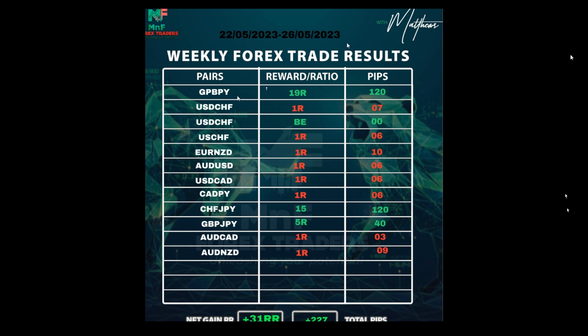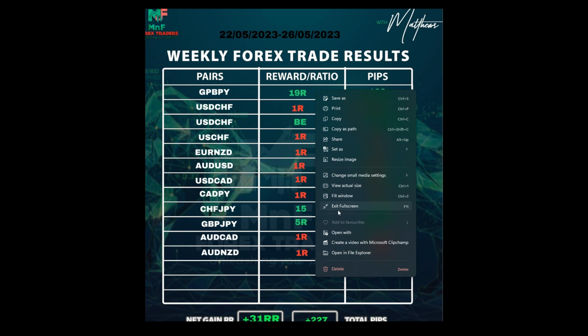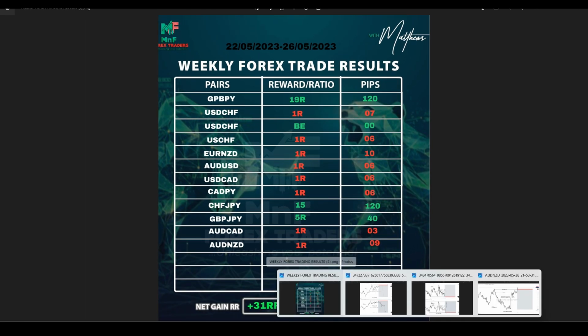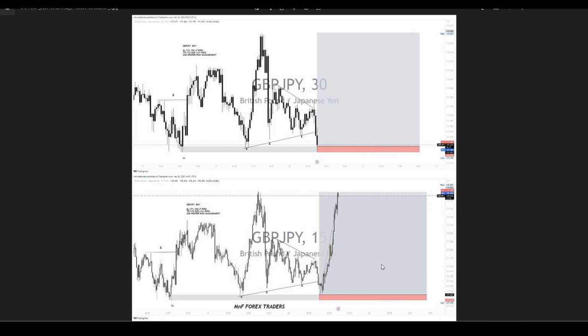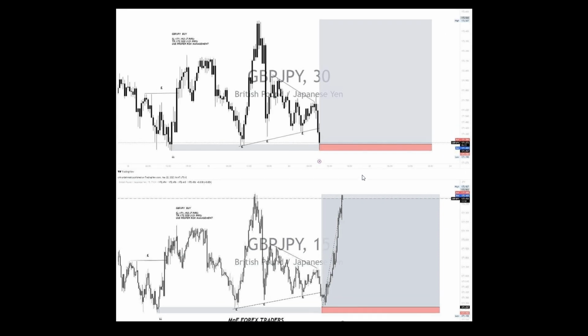It was a beautiful 1-to-19 risk reward ratio. Absolutely amazing. I can show you this trade right here. Let me just show you. It was here. It was a beautiful buy, and it went all the way to our take profit right there. Absolutely amazing. Beautiful, right?